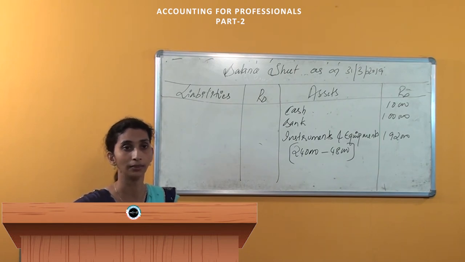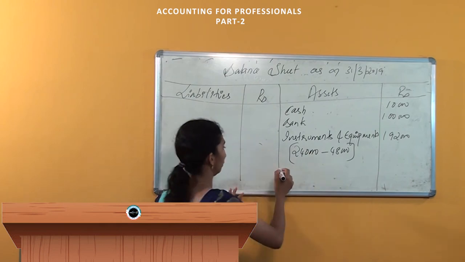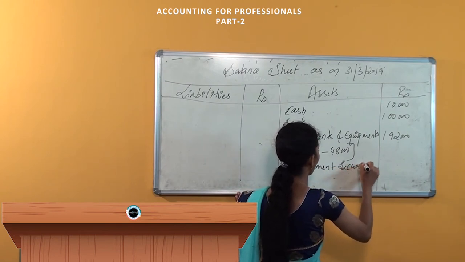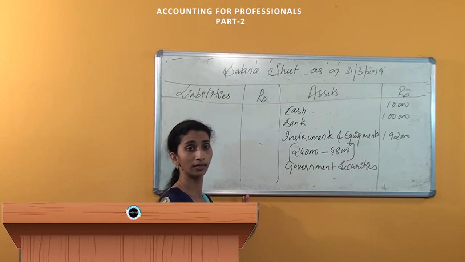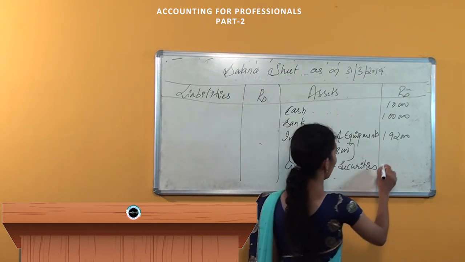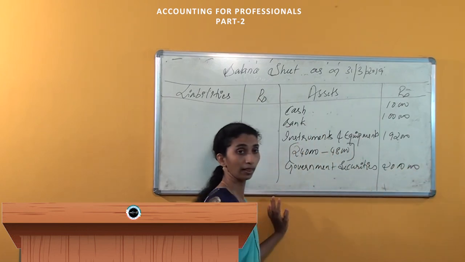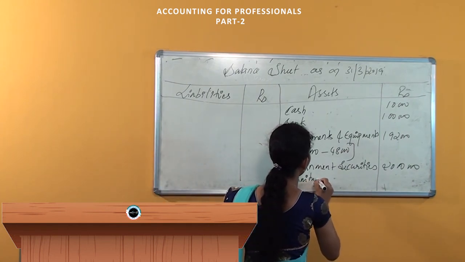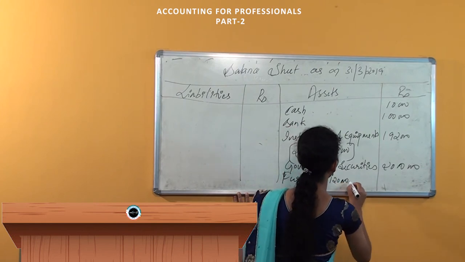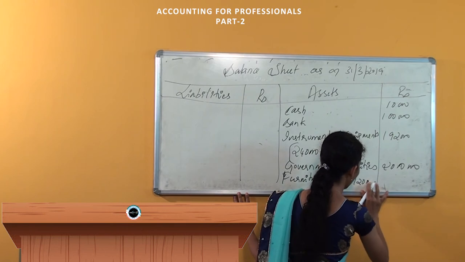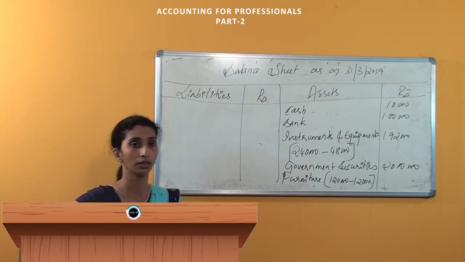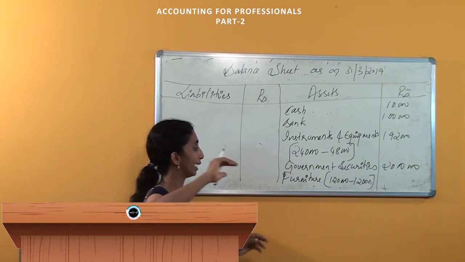We'll check here. Next it will be government securities. It is nothing but the investment, government securities. It is an asset because he gets that amount. So 20 lakh rupees. Then we have furniture. Here there is a depreciation. So 1,20,000 is the furniture amount, and 12,000 is the depreciation. So 1,08,000.